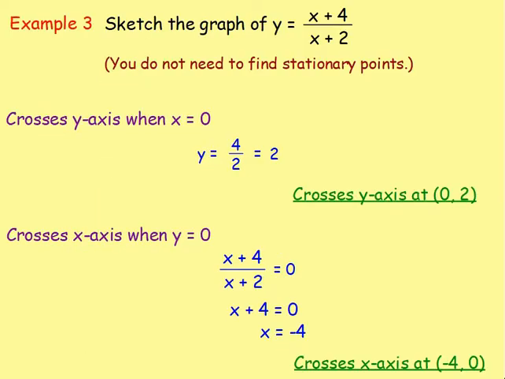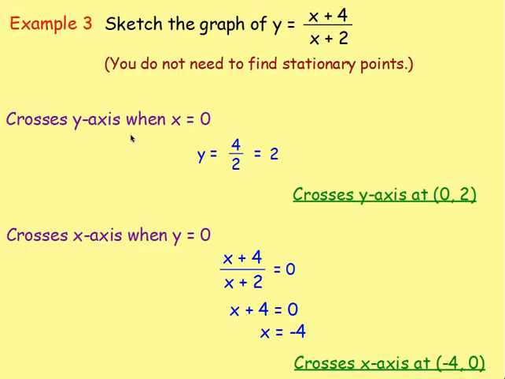So very quickly, just looking at an example of that, again, if you're asked to sketch this, you can see it's improper. The degree of the numerator, the largest power of x, is 1, and the largest power of x in the denominator is 1 as well. So the degree of the numerator is equal to that of the denominator. So it's improper. Start off the same way.